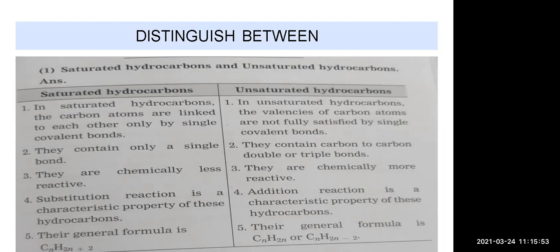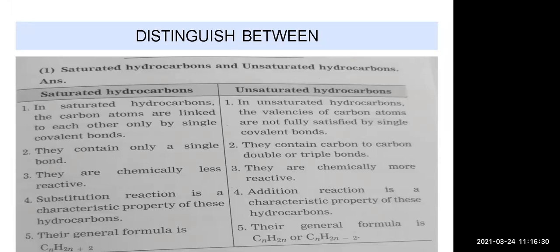Then the substitution reaction is a characteristic property of these hydrocarbons, whereas the addition reaction is the characteristic property of those hydrocarbons. Substitution means replacement, so a replacement reaction takes place. It is the characteristic property of the saturated hydrocarbon, where replacement takes place, whereas the addition reaction takes place in the unsaturated hydrocarbon.